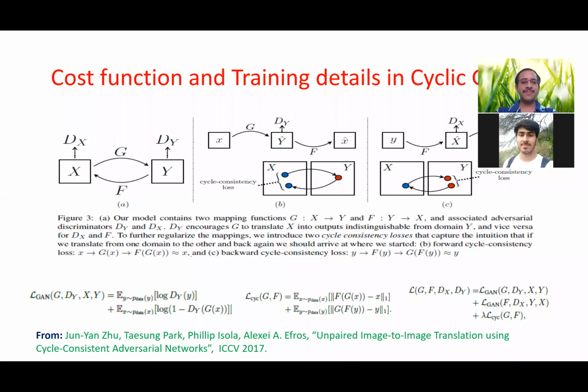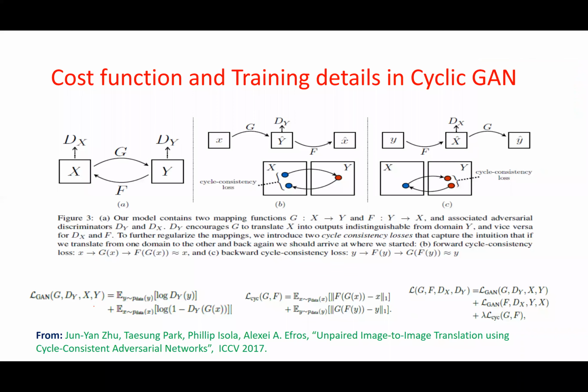What is additionally there is, so I hope you are able to see the cost function, which has one adversarial loss as discussed before. This is the first. For both generator and discriminator pairs, you have one adversarial loss. So two adversarial losses will be there in the total loss. The total loss is in the last expression.